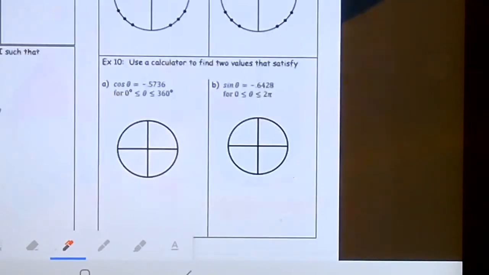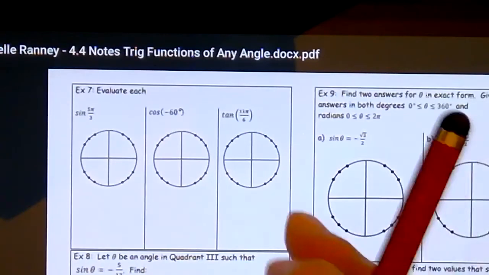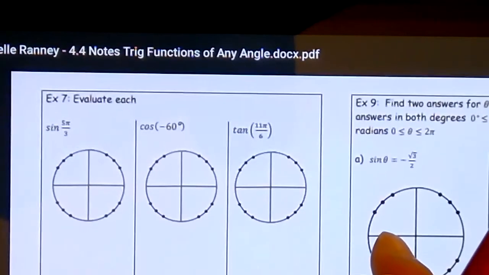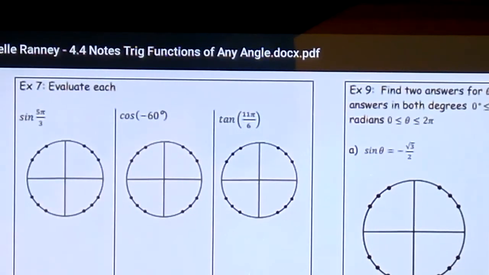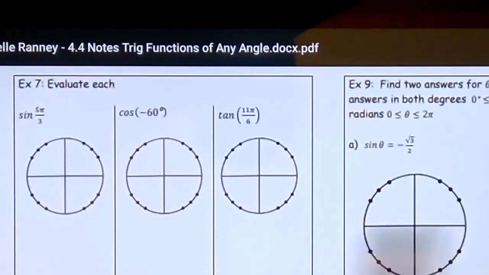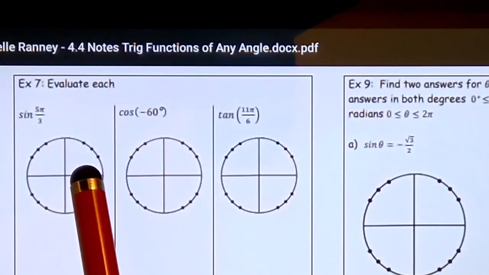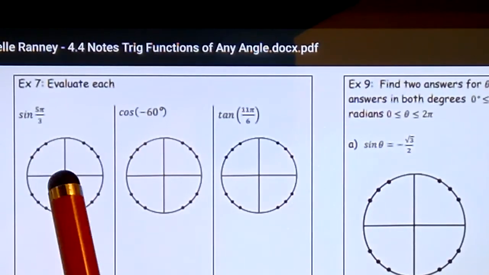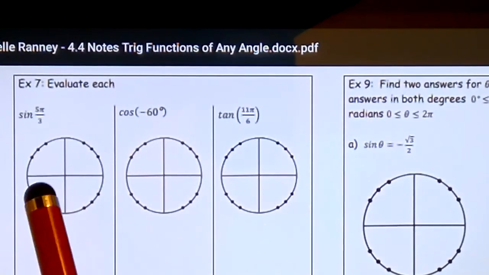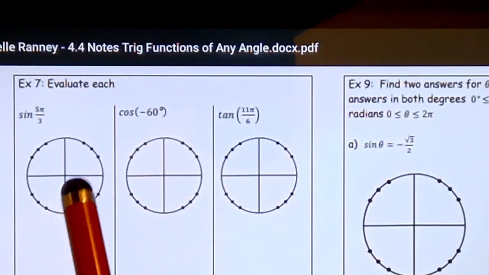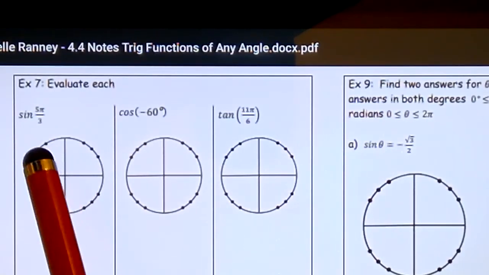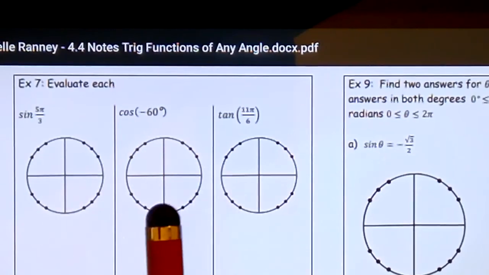So in the next one, what we're going to be doing is just evaluating these. Now, when I ask you to evaluate them, I'm not going to make you draw the angle in. I do want us to put the point in the right spot and give me the coordinates. Or maybe you can draw the terminal angle.